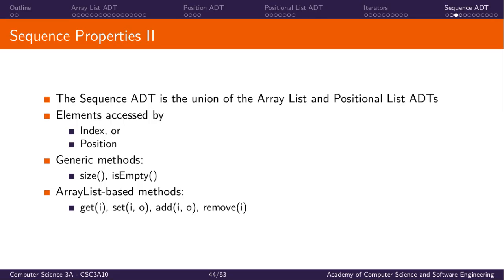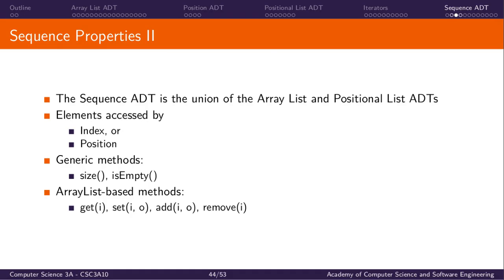It still has generic methods or the helper methods, size and is empty. And it has the array list based methods, get(i). So we give it an index, it should return to us the element that's stored at that particular index. We can set(i, o), so we can take a new object and replace whatever was contained at index i, or what was at the place with index i.